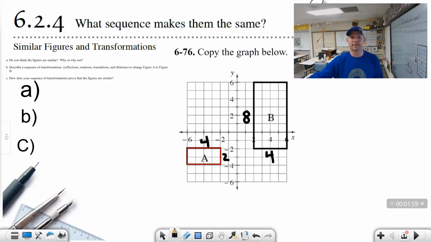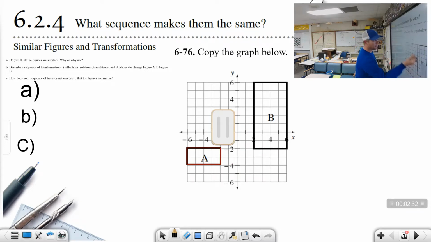So for letter A, off to the right-hand side, label A. And I want to say, yes, they seem similar because the short side is half the size of B's short side, and A's longer side is half the size of B's longer side. Okay? That sense of similarity seems to be there. The main work that we need to do is in B. Describe a sequence of transformations, reflections, rotations, translations, to turn A into B. We got to turn A into B.